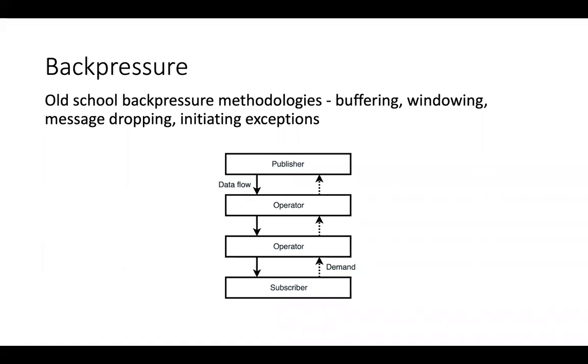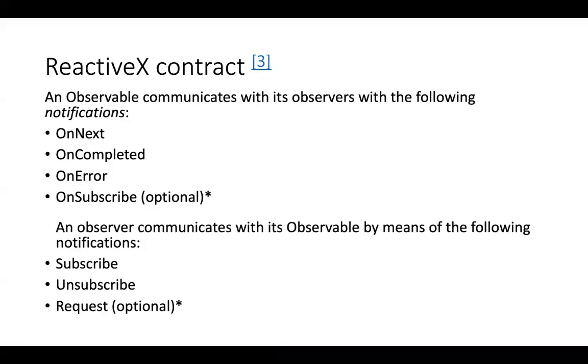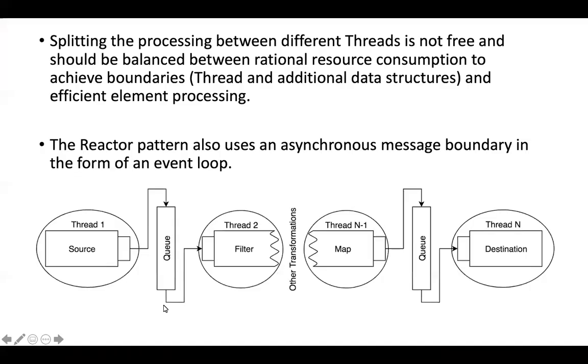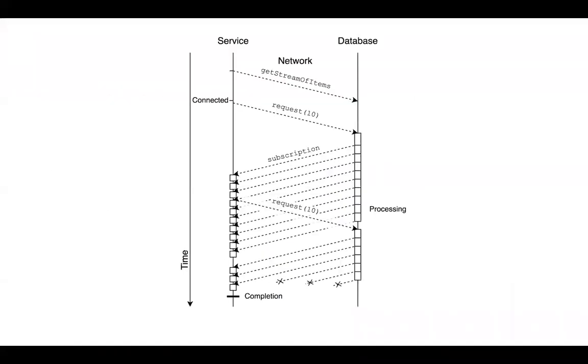So you can see that in that reactive contract I have also written there is a request method. The observer communicates with its observable by means of these notifications. There is a request method, and this request method gives us a leeway now. We can request only a certain number of things.